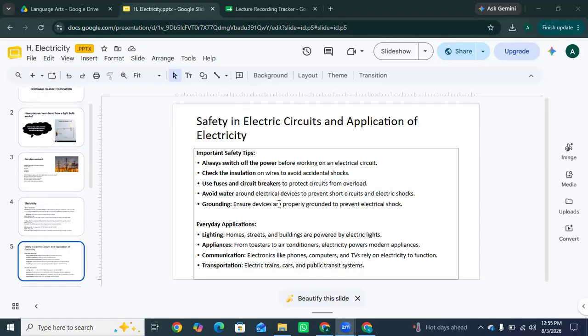Everyday applications. Lighting: homes, streets, and buildings are powered by electric lights. From toaster to air conditioner, electricity powers modern appliances. Communication electronics like phones, computers, and TVs rely on electricity to function. Transportation: electric trains, cars, and public transit systems.